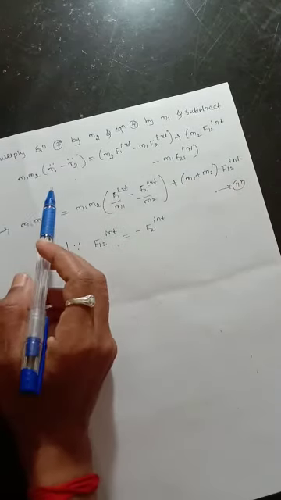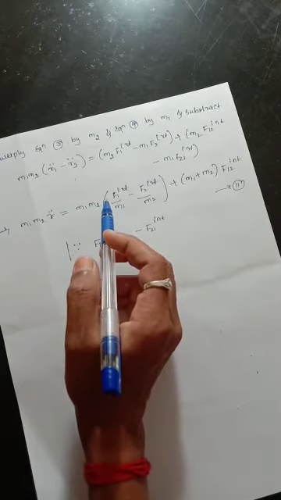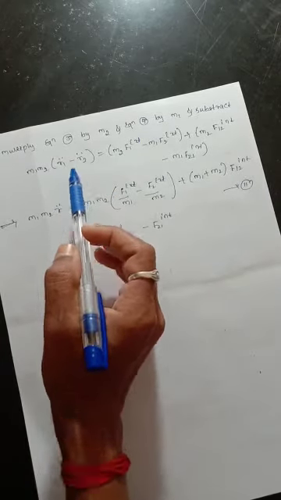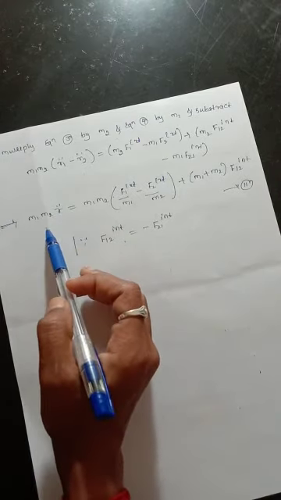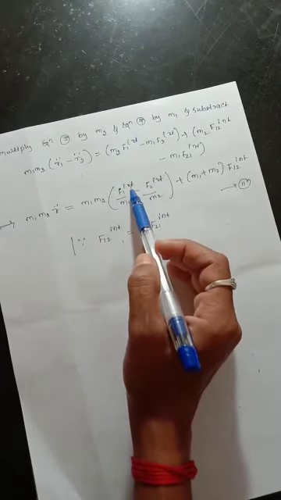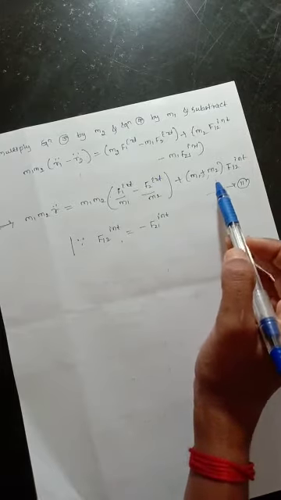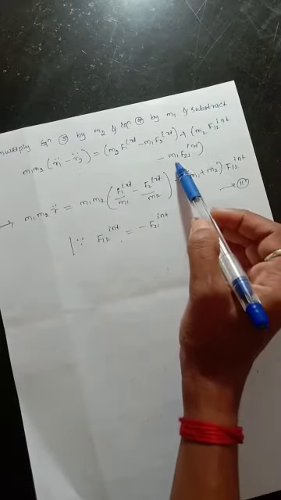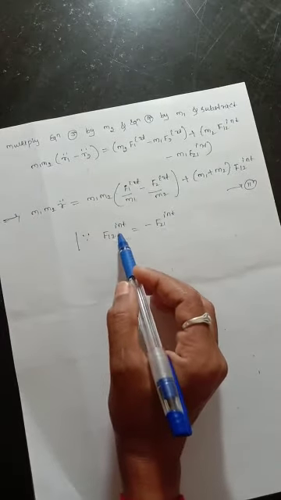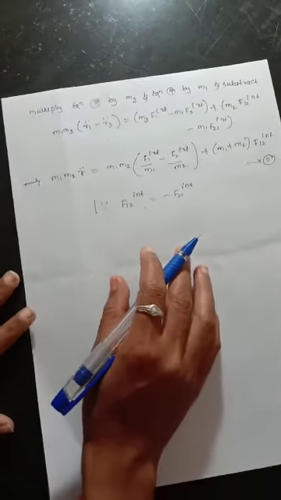Next, see here, r1 double dot minus r2 double dot. In equation number 8, r equals r1 minus r2. So here r1 double dot minus r2 double dot is equal to r double dot. So m1 m2 r double dot equals, taking m1 and m2 as common, f1 external divided by m1, f2 external divided by m2, plus (m1 plus m2) f12 internal. See here, minus m1 f21 internal is there, but already using Newton's third law, f12 internal equals minus f21 internal.